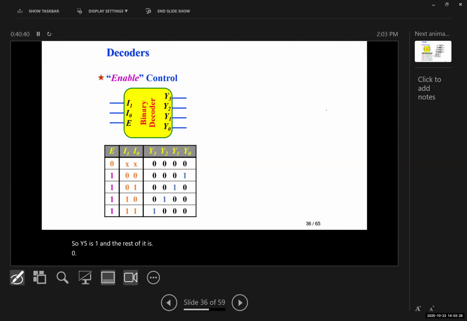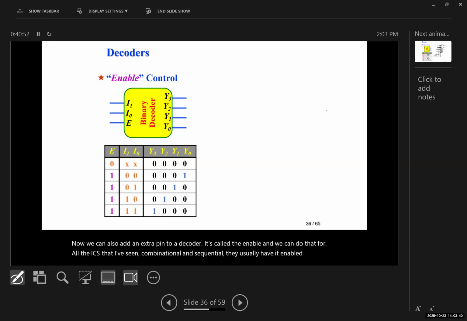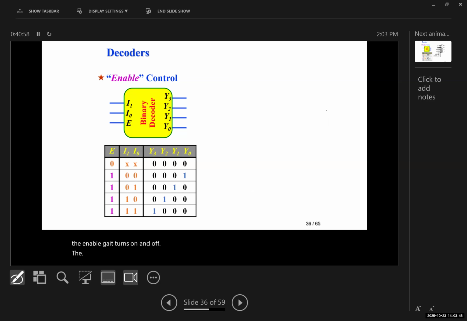Now, we can also add an extra pin to a decoder. It's called the enable, and we can do that for almost all the ICs that I've seen, combinational and sequential. They usually have an enable gate, and the enable gate turns on and off the logic circuit. In this particular case, if enable is 0, then the whole system would be turned off. No matter what the input is, we don't care.